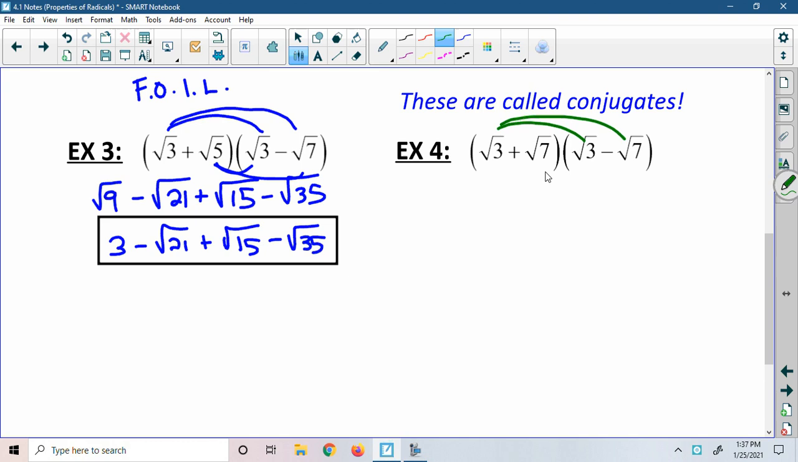But once again, we're going to do our foiling. Square root of 3 times square root of 3 is the square root of 9. Outside gives me negative square root of 21. Inside gives me positive square root of 21. And last gives me negative square root of 49.